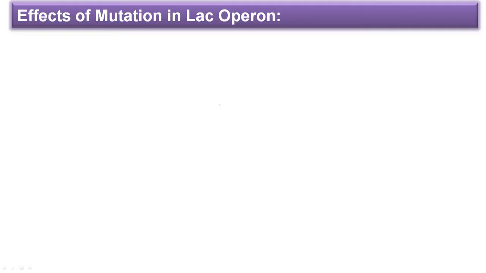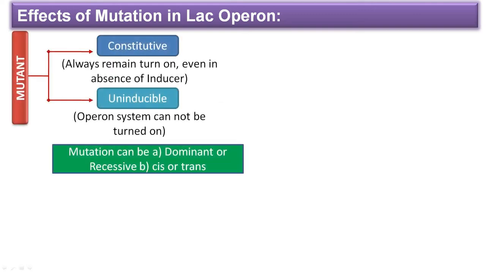Now let's move to the effects of mutation in the different genes of the Lac Operon. The mutation can be broadly categorized into two types. One is called constitutive mutation.